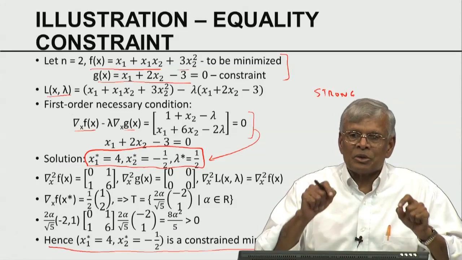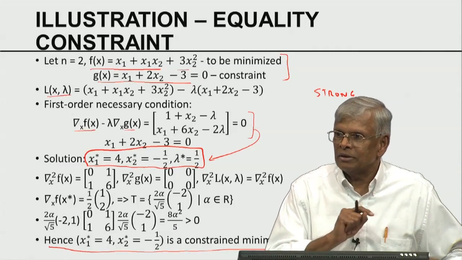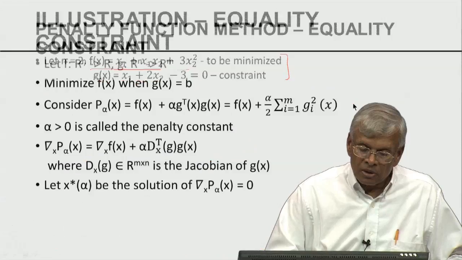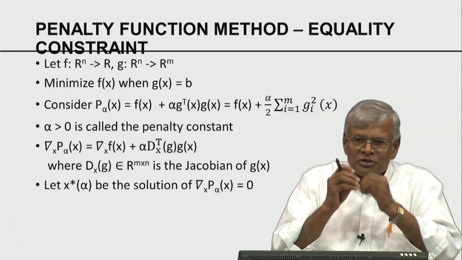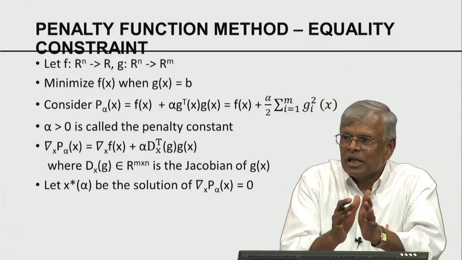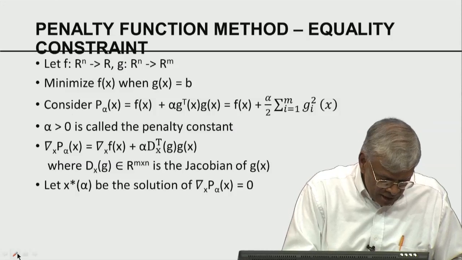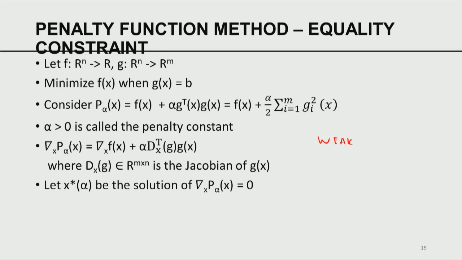Because I want to be able to satisfy the constraint at any and every cost. The constraint is sacred. I cannot afford to not satisfy a constraint. So the constraint is very strong. There is no way out of it. But in some cases, I have a constraint, but I do not want to enforce it strictly, but you should be very constrained. You can deviate from the constraint, but not too much. So that is what is called weak constraint formulation. This weak constraint formulation is done by a class of methods called penalty function methods.